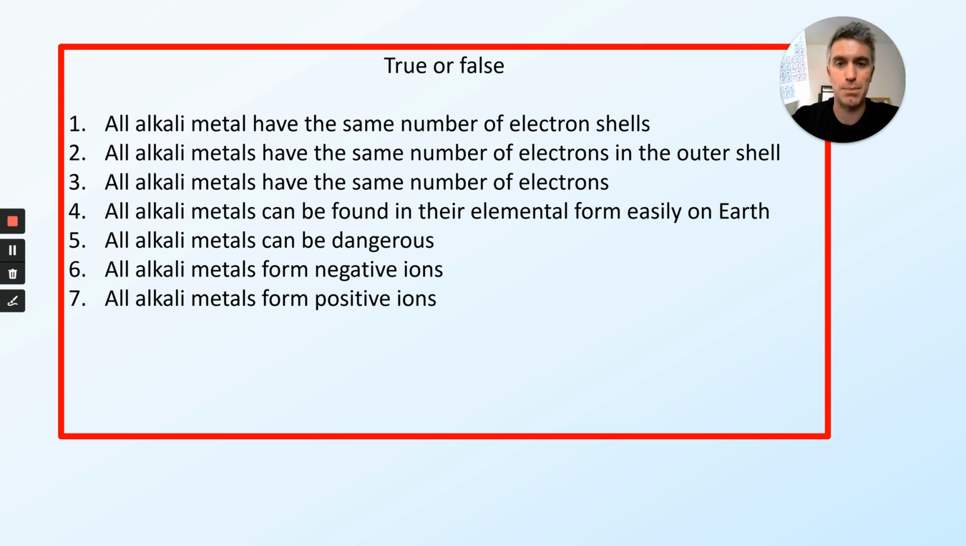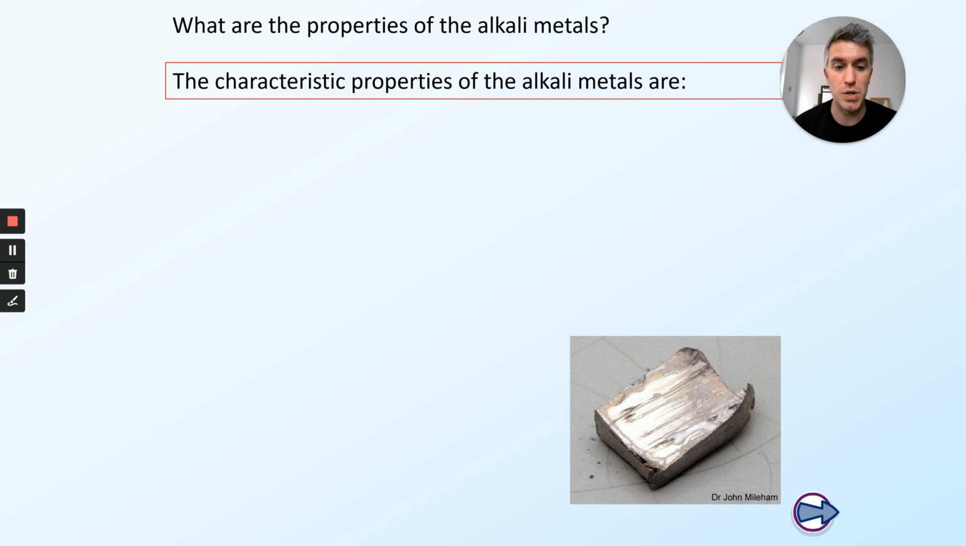All alkali metals can be dangerous. Yes, if something explodes if you put it in water, that is dangerous. All alkali metals form negative ions. Is it easier to lose 1 electron or gain 7? Lose 1, so they don't form negative ions, they form positive ions. I'm sure you got that correct. Well done. Okay, so we're just reviewing what you have seen in that video.